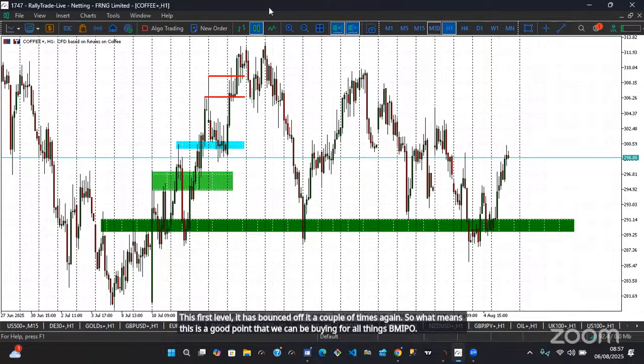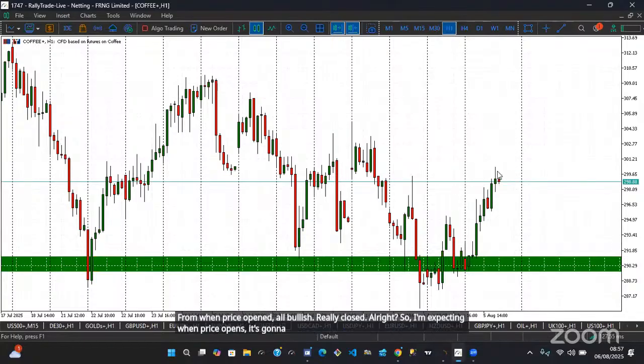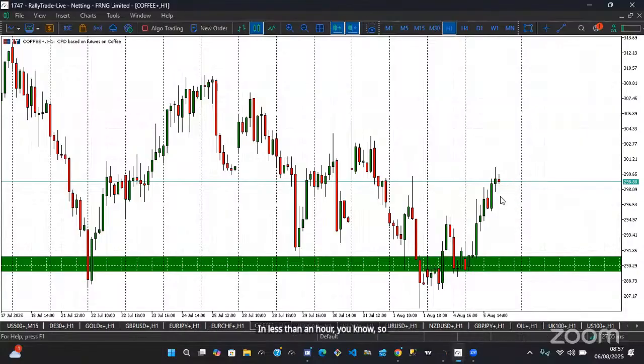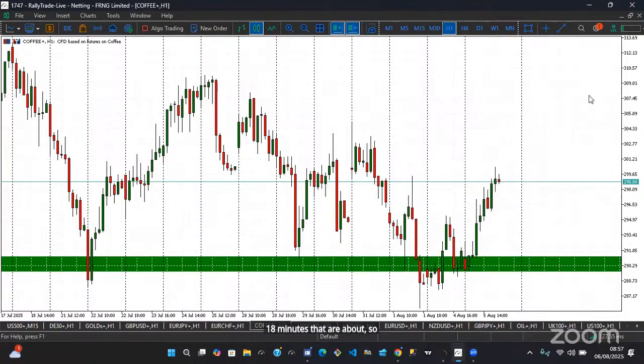And yesterday was just all bullish. From when price opened, all bullish till it closed. All right, so I'm expecting when price opens, it's going to open by 9:15, in less than an hour, so it's going to open in less than 30 minutes, and we are about 18 minutes in. So we can look out for other trades on this pair.